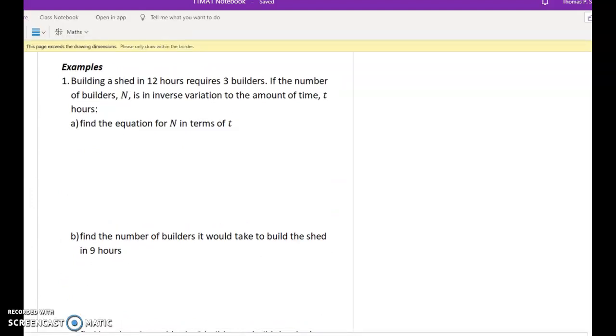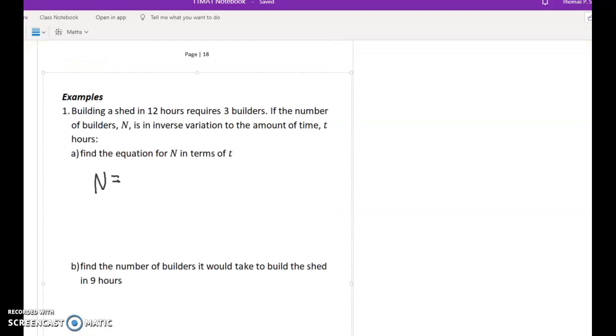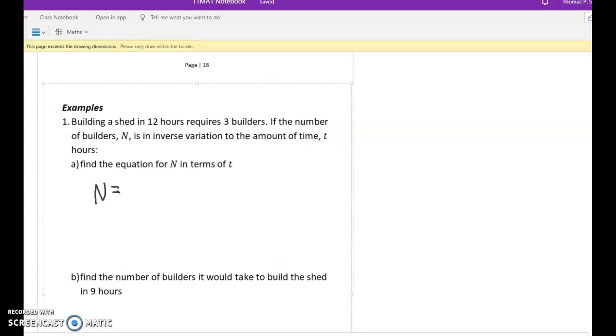Building a shed in 12 hours requires 3 builders. If the number of builders n is in inverse variation to the amount of time, t hours, find the equation of n in terms of t. So n would be equal to k over t, where k is the constant.